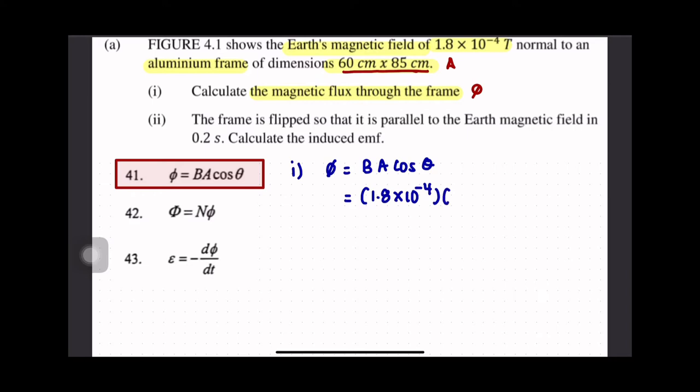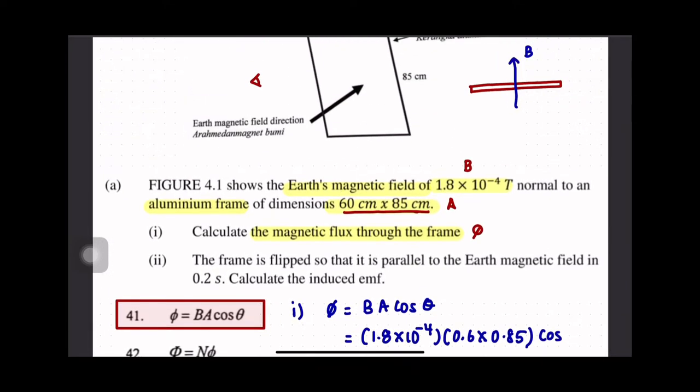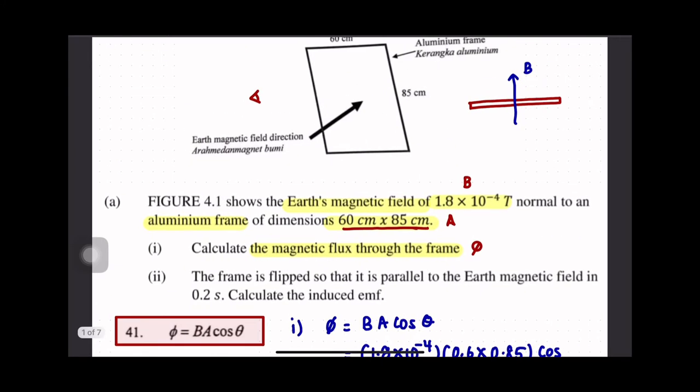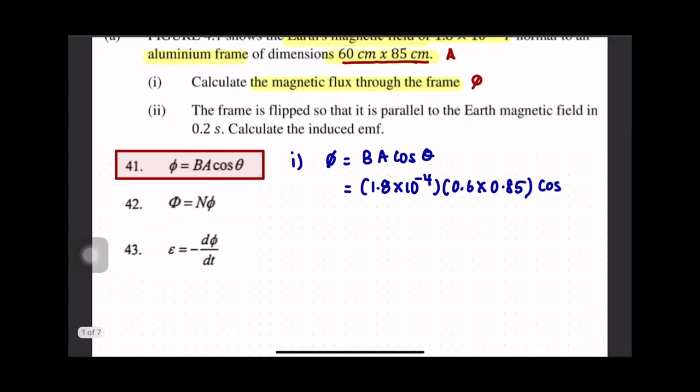Area adalah 60 cm times 85 cm. So, saya tukar 0.6 times 0.85 meter. Okay, cos theta adalah cos 0 sebab angle antara vector area A dengan B adalah 0 degree. Jadi, jawapannya adalah 0.6 times 0.85 times 1.8 exponent negative 4. So, dapatlah 9.18 times 10 to the power of negative 5 Weber.